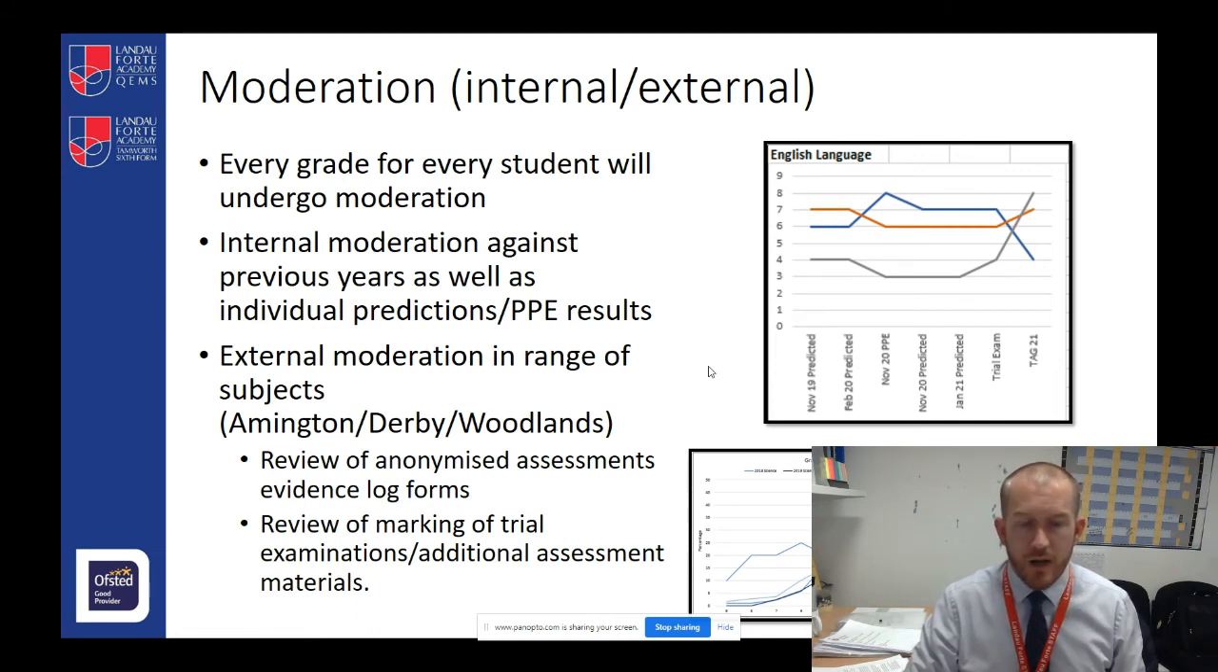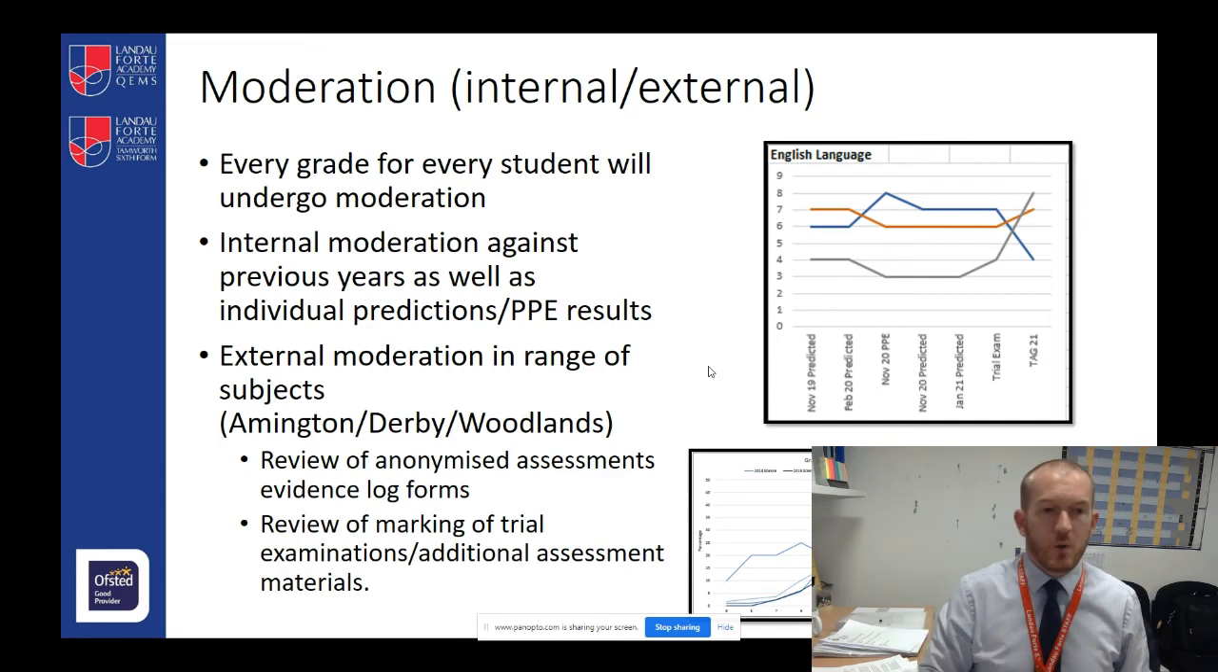And the reason we're looking at every possible one is for both reasons that you can probably imagine. We're checking for if that grade is too high in line with evidence, or that grade is too low in line with evidence. For the most part, they will be 100% accurate, and I'll be more than happy with them. But there may be some that we do need to check upon. So what we will do, we'll conduct our own internal moderation.